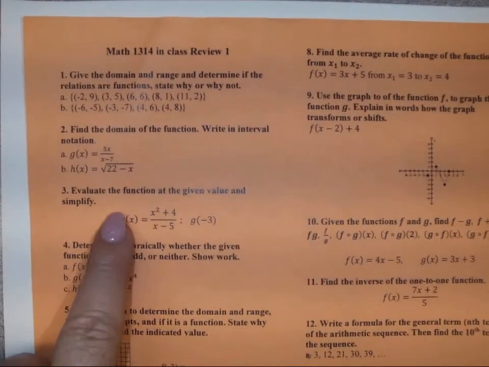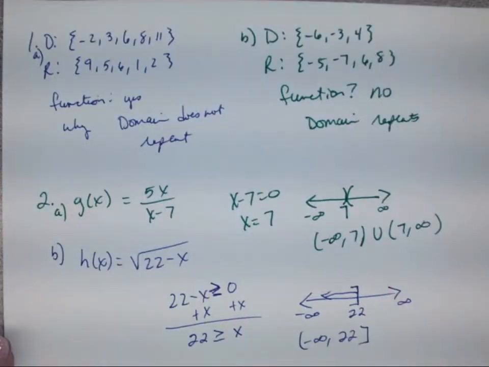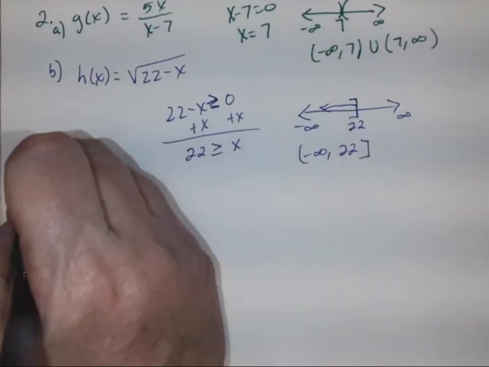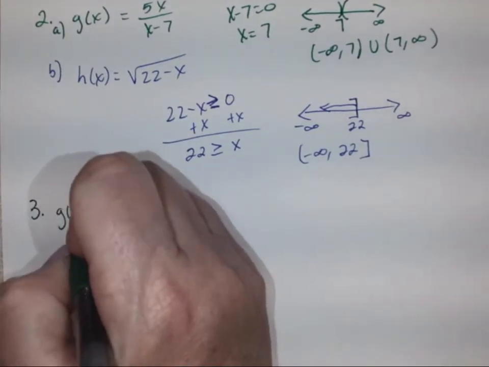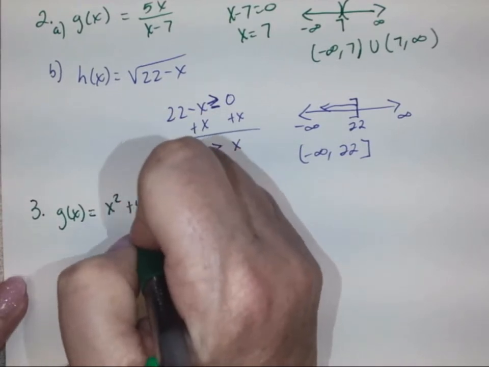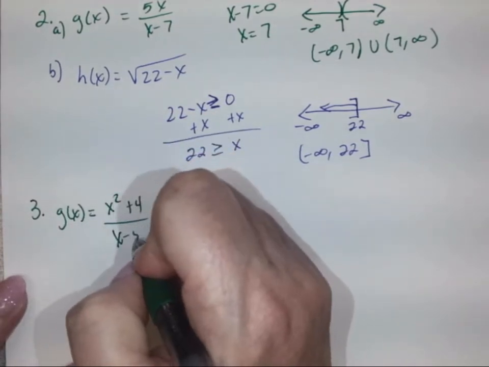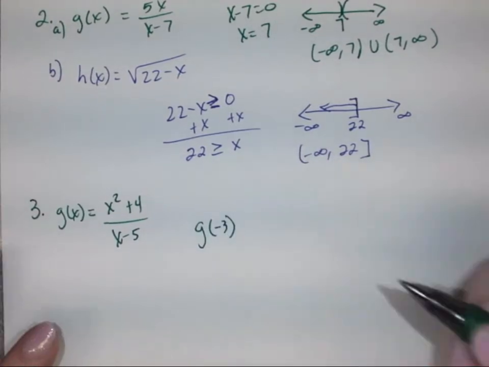All right, so our next problem, number 3, says to evaluate the function at the given value and simplify. So we have a function here. Let's be problem 3. We have g of x is equal to x squared plus 4 over x minus 5. And we want to find g at negative 3.